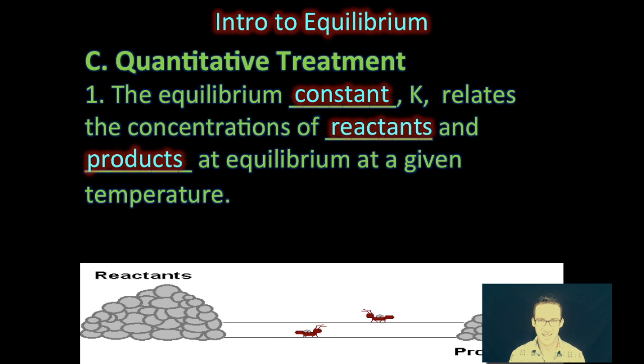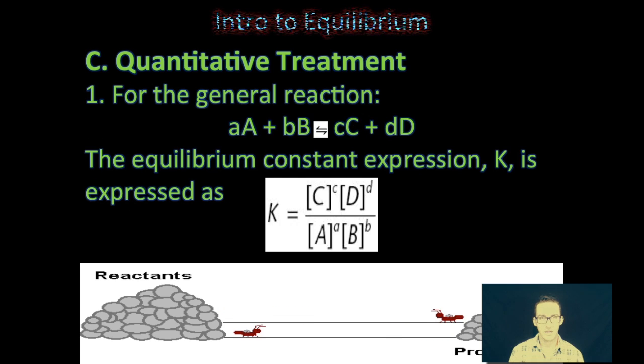All right, now what I really want you to take away from this idea of equilibrium, what we're really going to start to tie into electrochemistry, is this idea of the equilibrium constant, K. And this constant just tells us the relationship between the concentration of the reactants and the concentration of the products at equilibrium at a given temperature. Now, how do we determine what that equilibrium constant is? We're going to use the equilibrium constant expression K.